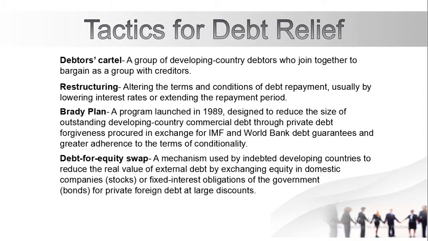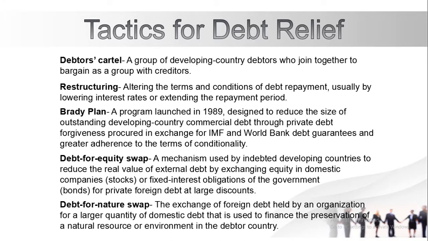In addition, there has been much discussion of debt for equity swaps, meaning a mechanism used by indebted developing countries to reduce the real value of external debt by exchanging equity in domestic companies or fixed interest obligations of the government for private foreign debt at large discount. These corporations then trade a debtor's IOU for a local state-owned asset such as a steel mill or a telephone company. Commercial banks are now more willing to engage in such transactions because new interpretation and regulation for US banks permit them to take a loss on a loan swap while not reducing the book value of other loans to that country.